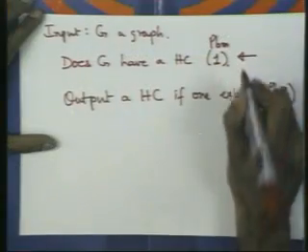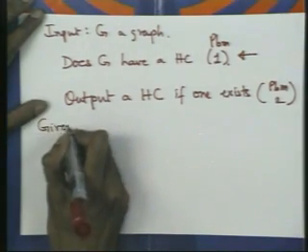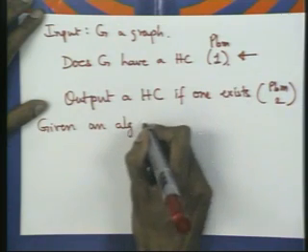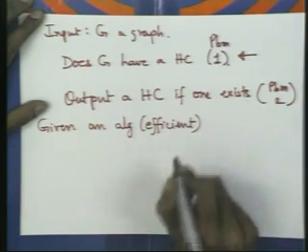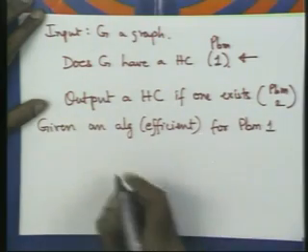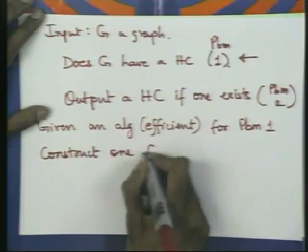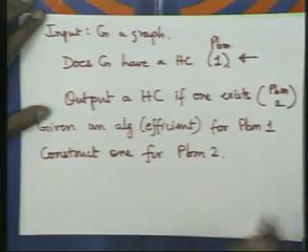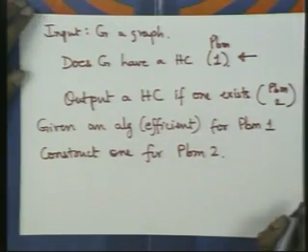Which means I have an algorithm for problem 1. Now I want an algorithm for this. So given, well, let me add efficient just to remind you that we are talking of efficient algorithms. Given an efficient algorithm for problem 1, construct one for problem 2. Okay, this is what we really want to do. And how do we do this?